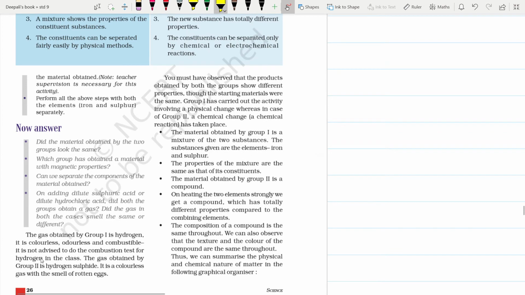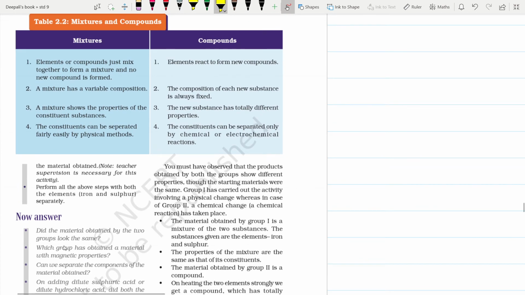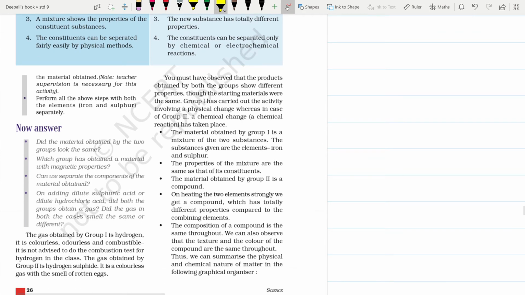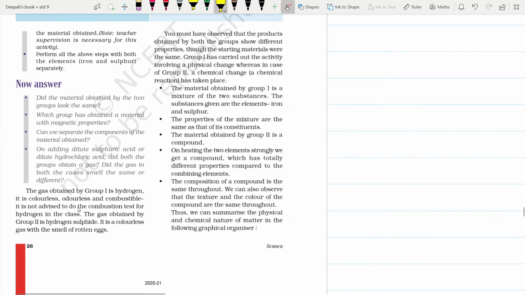The properties shown by these substances are called compounds. You must have observed that the products obtained by both the groups show different properties, though the starting materials were the same. Group 1 has carried out an activity involving a physical change, whereas in Group 2, a chemical change, a chemical reaction, has taken place. The material obtained by Group 1 is a mixture of two substances.